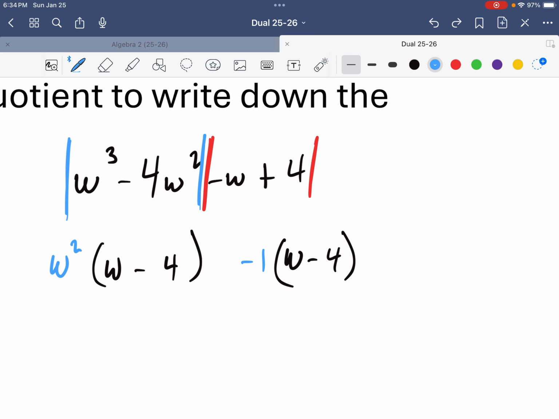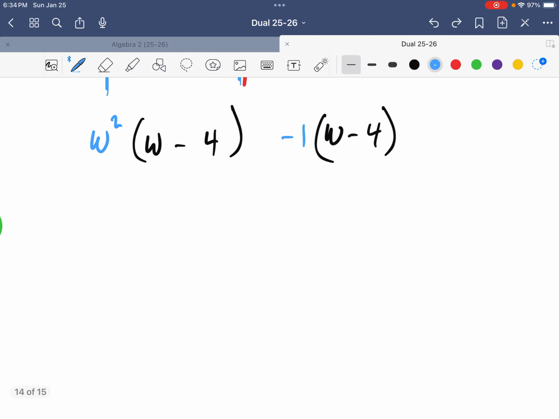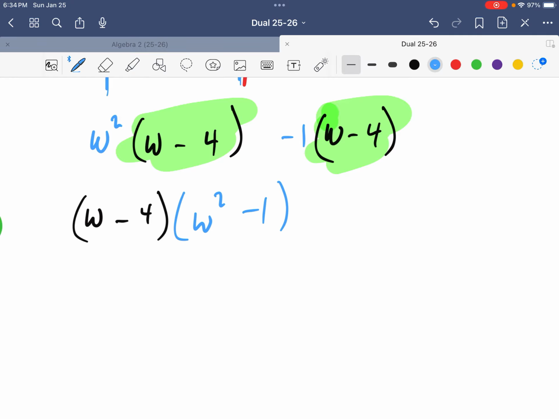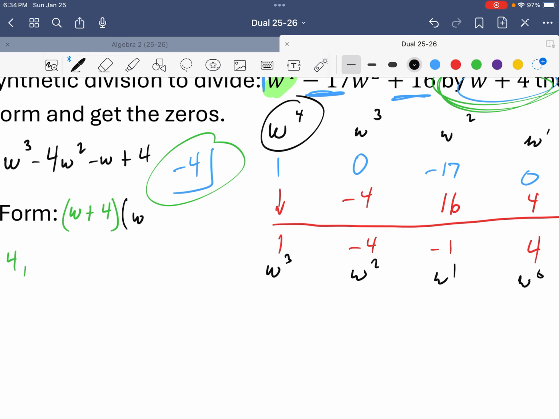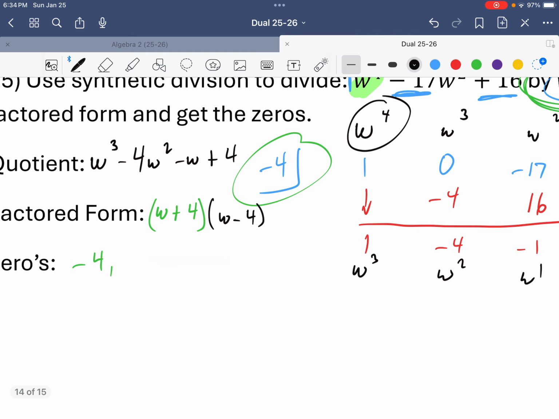So now what am I going to do? I'm going to factor this. And when I factor, I'm going to combine the things that are the same, which is this W minus 4. So I'm going to put a W minus 4, factor it out, put it in the front. And then what's left? The W squared minus 1. Now this W minus 4, it's ready to go. I can put it right here. And then I can change that minus 4 to a positive 4 for the zeros.